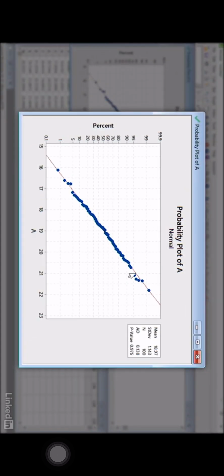If the data was perfectly normal, all the blue dots will be on the red line. It's almost there. This is confirmed by the p-value of 0.975. In a normality test, the null hypothesis is data is normal. So with a high p-value of 0.975, which is greater than 0.05, we fail to reject the null. Therefore, the data is normal. That's good news. So let's proceed to the one-sample t-test.